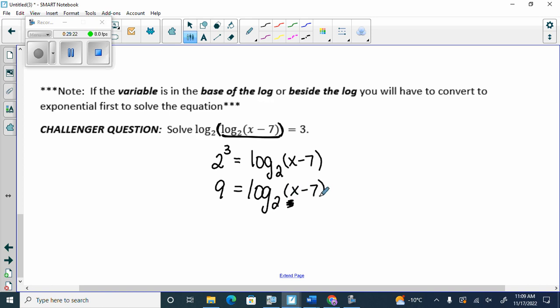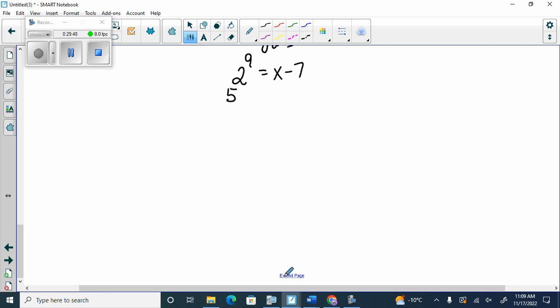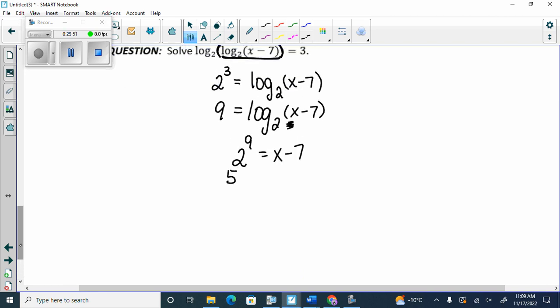Now I need to get rid of another log. What am I going to have to do? Convert again. So however many logs you have embedded is how many times you have to convert. So now, base of my log becomes the base of my exponent. What's with it doesn't stay with it, so it's to the exponent what? 9 equals x minus 7. And then I'm going to go 2 to the 9, which is 512, equals x minus 7, and then I add 7.